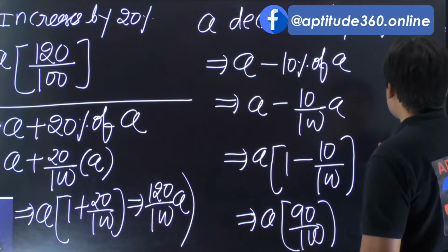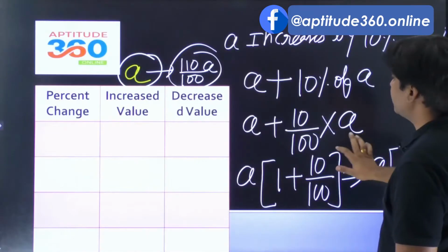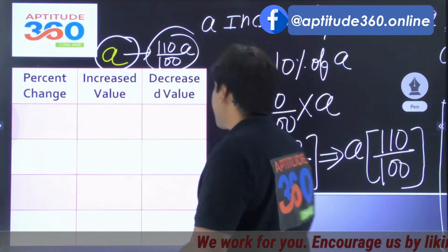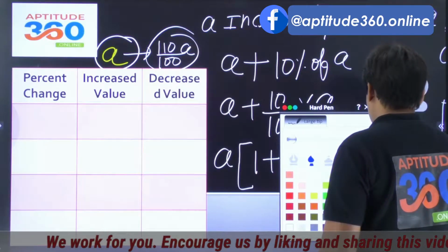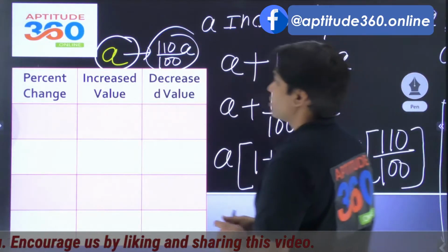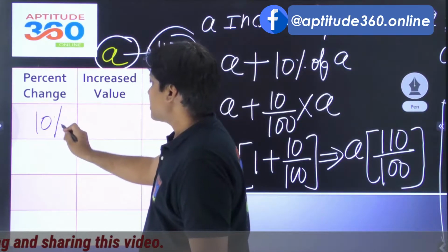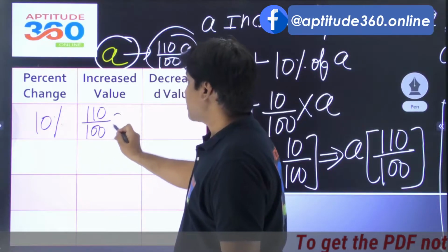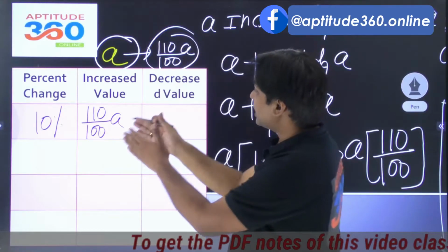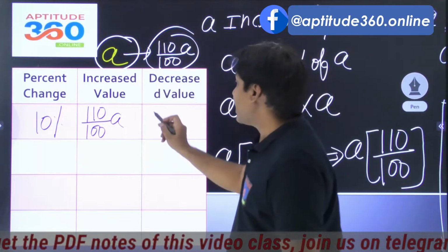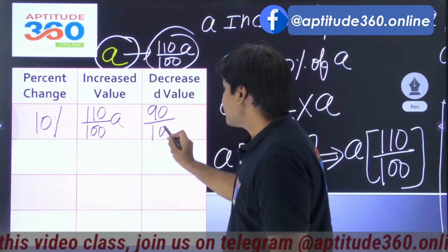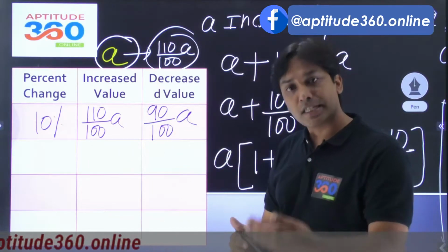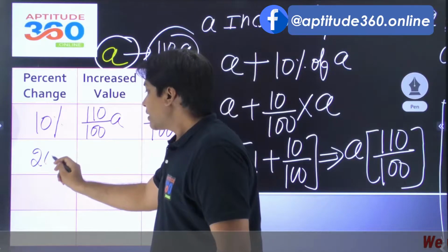So let us complete this exercise over here. What are going to be these values? If I am increasing A by 10%, what is going to be the final value? The increased value is going to be 110 divided by 100. I hope that you understand this. And if you decrease A by 10%, the final value is going to be 90/100 A. Yes, you may simplify this. You may write this as 11/10 and 9/10. That's the second step.